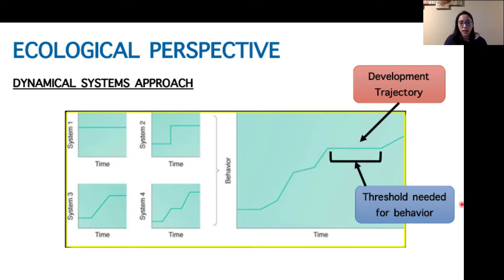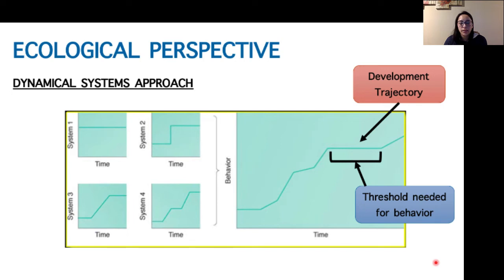The development of the motor skill of interest is going to be dependent on the slowest of the necessary systems to reach a threshold. And what we call this slow system is a rate limiter. So in this case, system 4, muscular strength, would be considered the rate limiter for the behavior of walking, because you can't walk until your legs have developed enough strength to support the weight of your body.